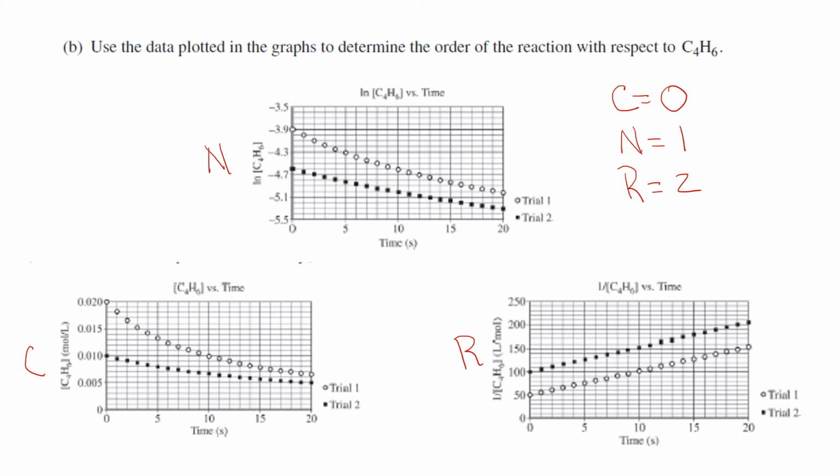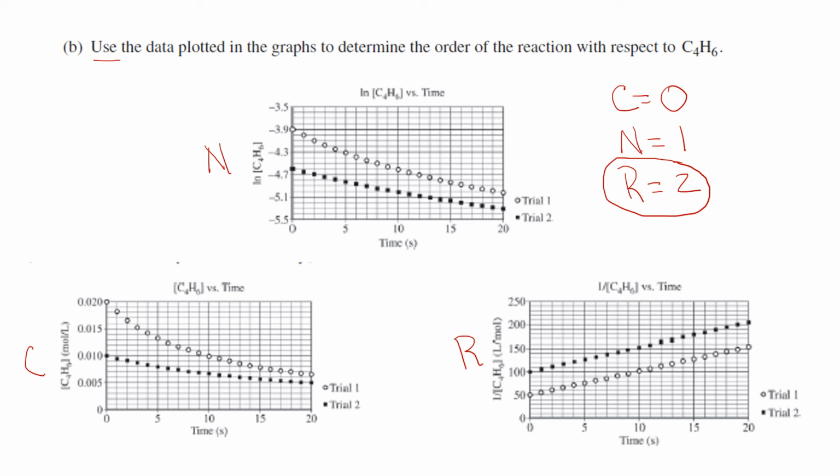I don't have a straight slope right here or here. This one gives me sort of the straightest line for both trials. So based upon the data that I see in here, and they're saying just use the data plotted in the graphs. They're not asking you to justify your answer. You can say, given that the graph of the reciprocal versus time gives me a straight line, I can conclude that it is second order.